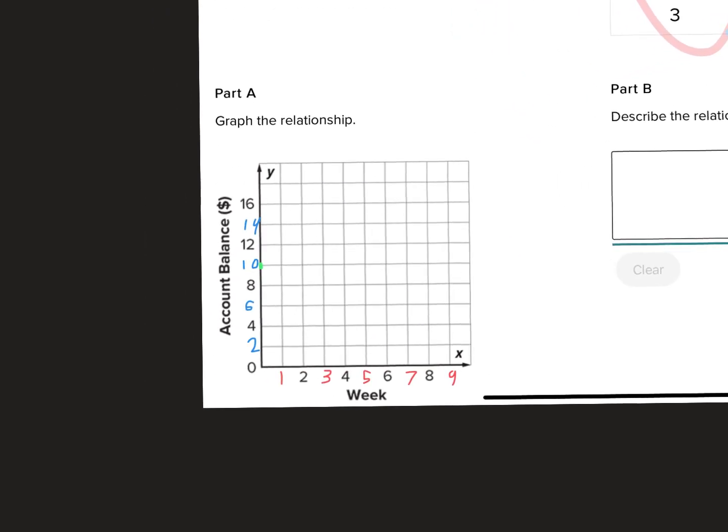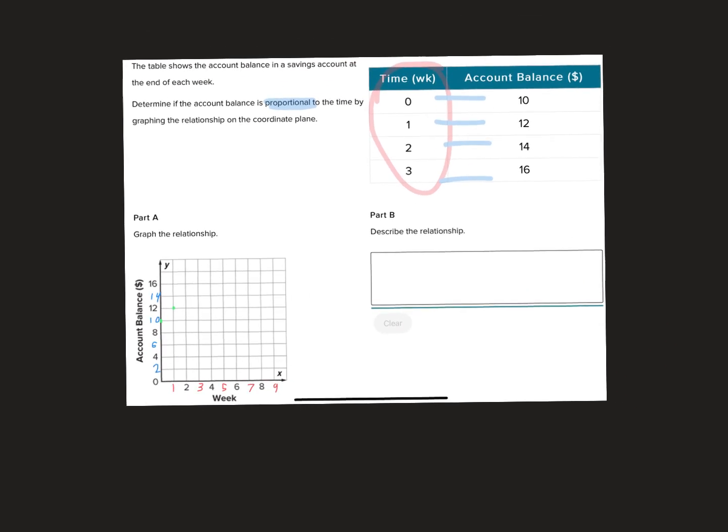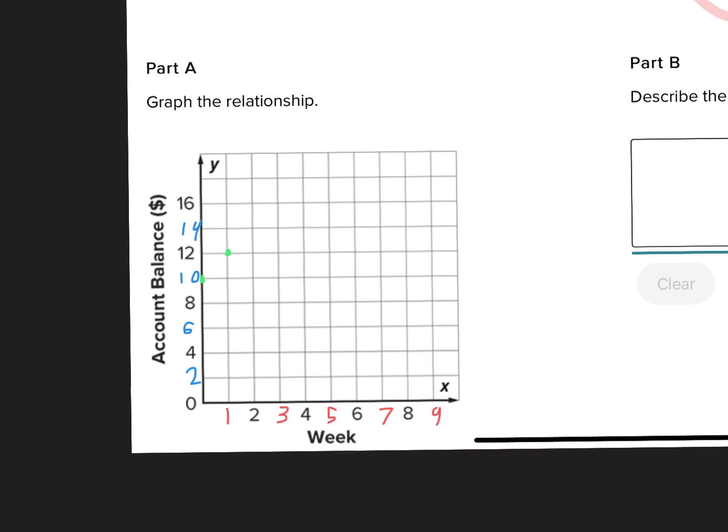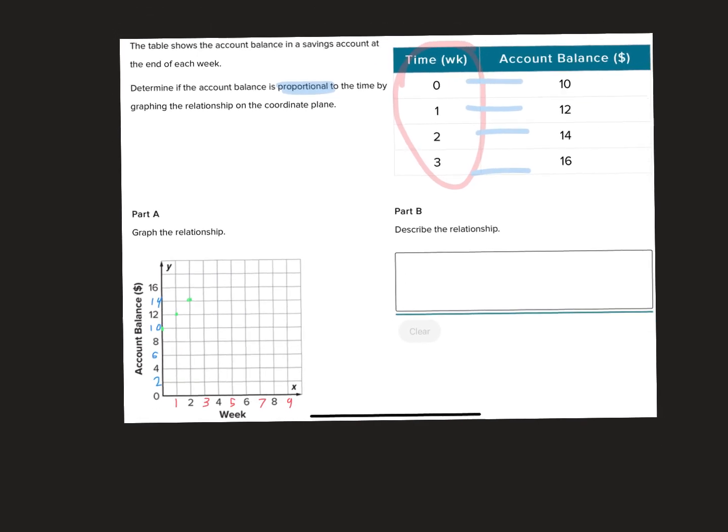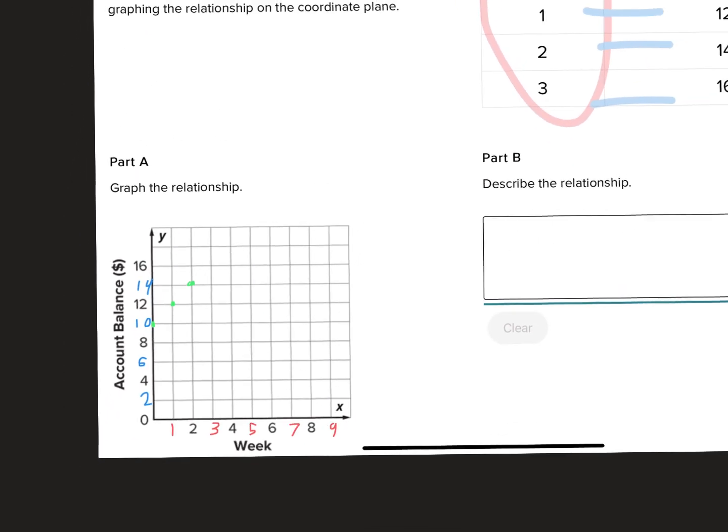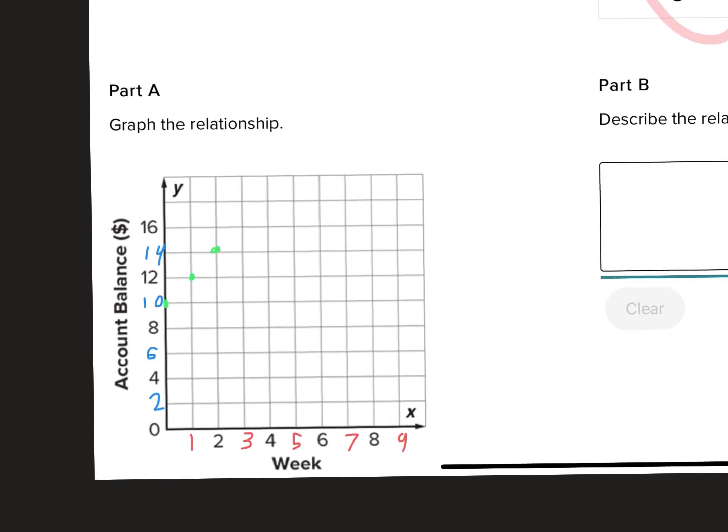1, 12. Then we go over 1 and up to 12. 2, 14. Go over 2 and up to 14. And 3, 16. Over to 3, up to 16.